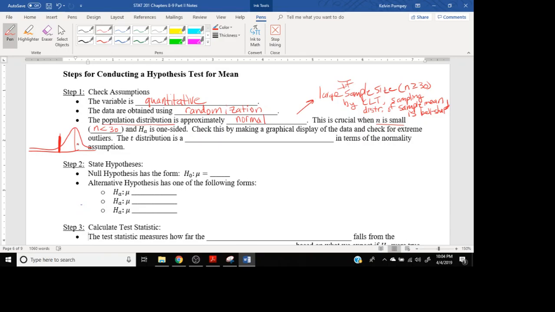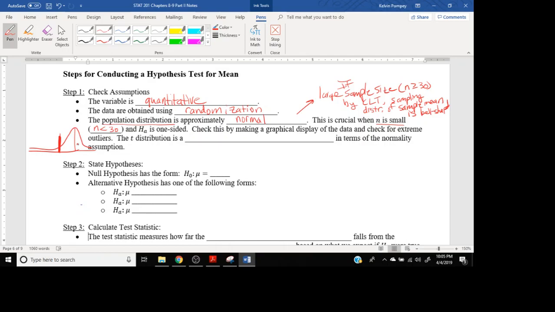If it is not normal, we can use the central limit theorem that says if my sample size is greater than or equal to 30, then my sampling distribution is normal. So we can follow the steps that follow in this process of conducting a hypothesis test. Our issue comes in when we have outliers, because it may mean that the mean is not even an acceptable measure that's representative of the population anyway.